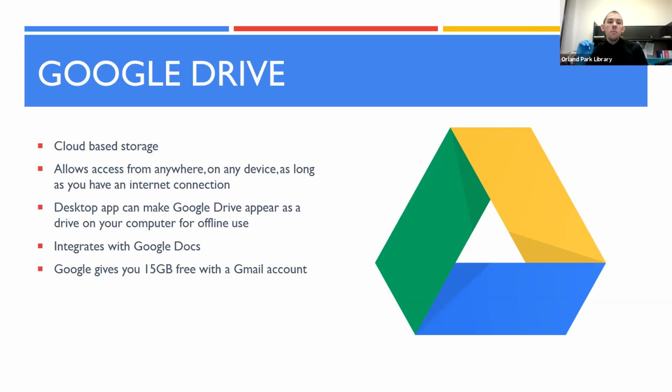So in that regard, you can have a desktop app for Google Drive appear as a drive on your computer for offline use, whereas if you're using the online version, you always have to have an internet connection. With the desktop app, you can use it offline, and it'll add a drive location on your computer like you would have for OneDrive or your actual hard drive itself.